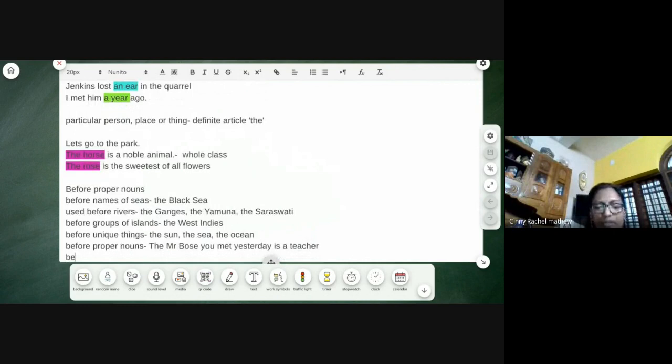Again, you can use the before superlatives. You know what superlatives are, right? So superlatives would be the positive, comparative, and the superlative. Much, more, most. Good, better, best. Sweet, sweeter, sweetest. Perfect, more perfect, most perfect. So those are the positive, comparative, and superlative degrees.